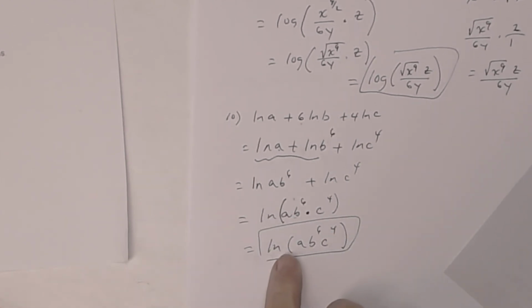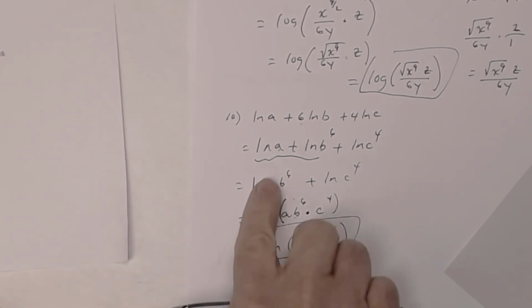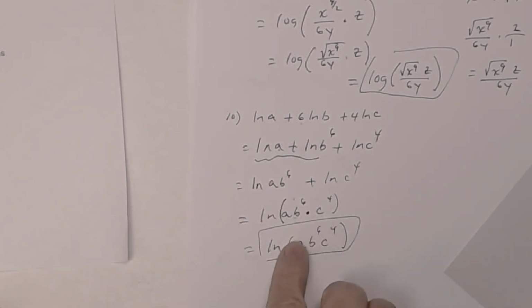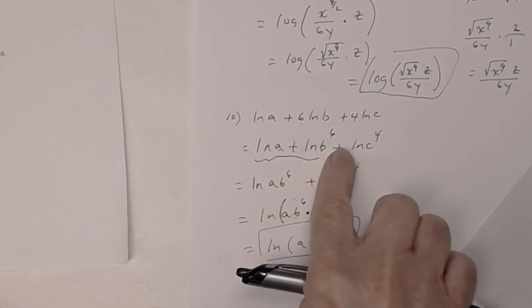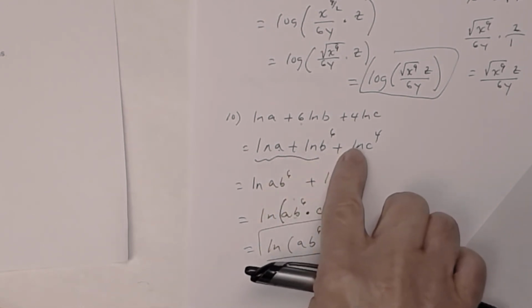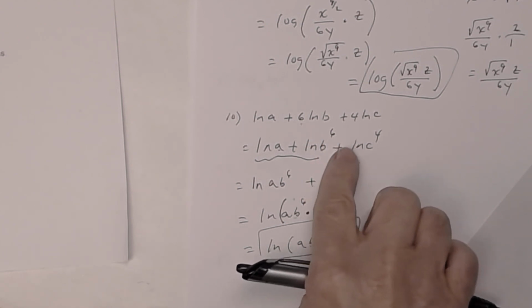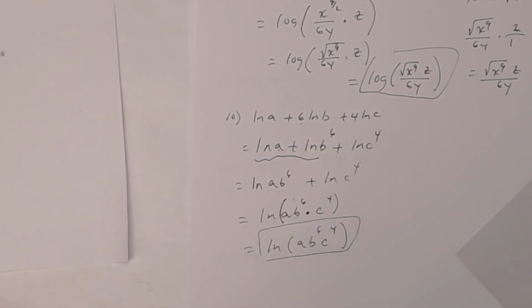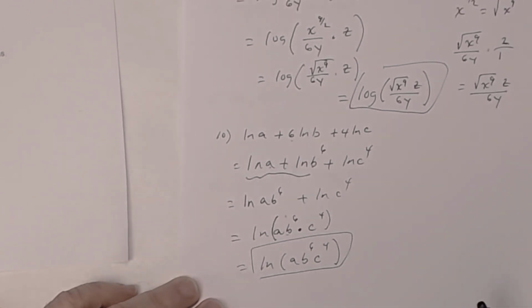And if you think about it, you can always go backwards in your mind. Now there's your answer, but you can always think about, well, if I expand this, I better get the original back. And you do, because look, all these are products. So it'll be the natural log of A plus the natural log of B to the 6 plus the natural log of C to the 4th. And then using the power rule, you get the original back. And that's all it is. Very simple, isn't it?